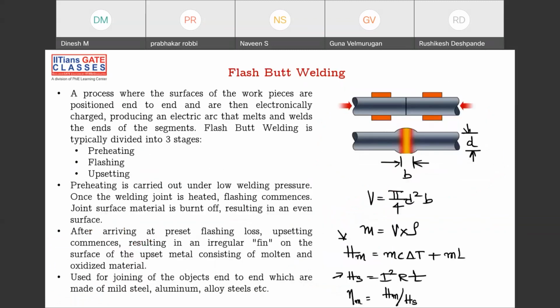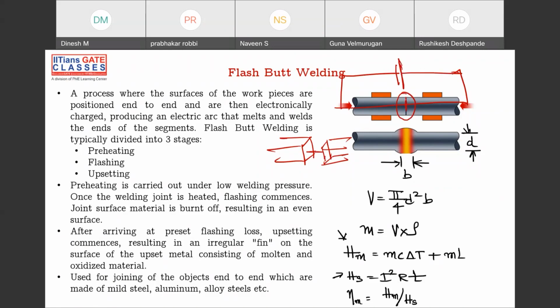Okay. And next is flash butt welding. This is another very good welding you have to know. What is that? Let's say you have two objects with some kind of cross section like this, and another like this, and you want to join these two. Now you bring them together, right? And you pass electricity like this.